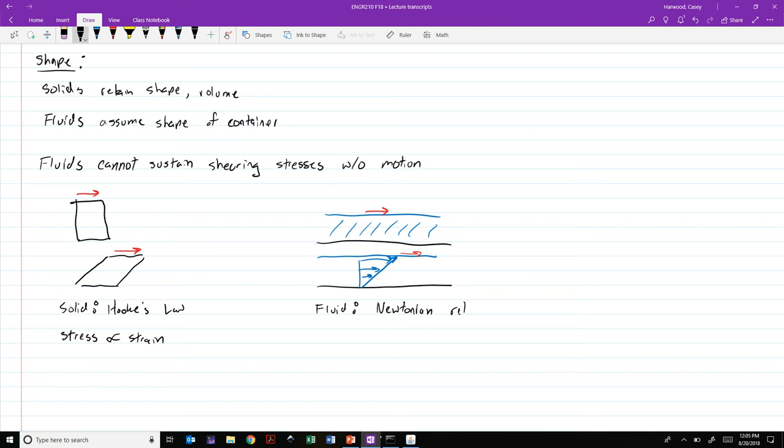Newtonian relationship. This is something we're going to cover in more detail in the next lecture, but it's important to note that the stress in a fluid, rather than being related to strain, is related to what we call the rate of strain.